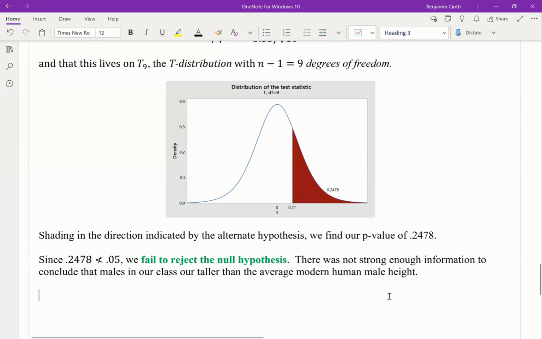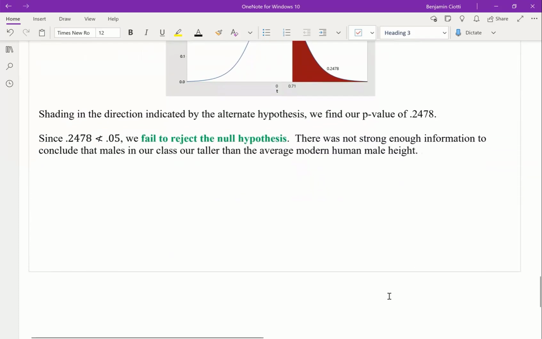Okay, anyway, so that's the end of this example, and that's the end of this hypothesis testing lecture. So that's it, folks. Thanks for watching.